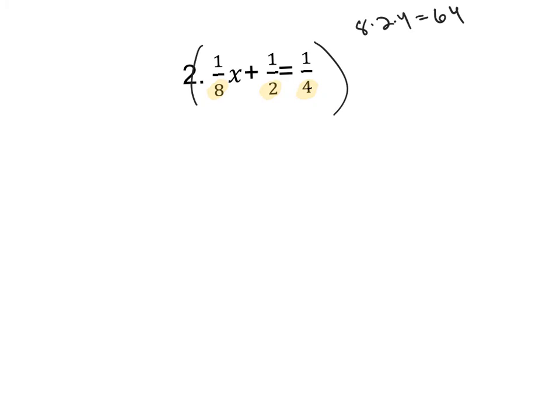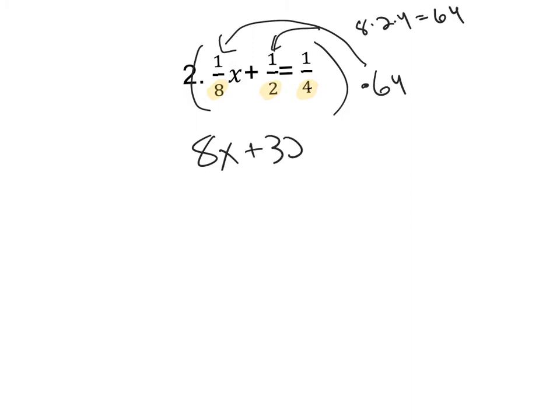So I want to multiply this entire equation by 64. So I'm going to take 64 times 1 over 8x to begin. So that's going to leave me with 8x. Multiply it times 1 over 2, which is going to leave me with 32. And multiply it times 1 over 4, which ends up being 16. Those are things that you can just plug in your calculator. Or you can take 64 times 1 and then divide it by 4.